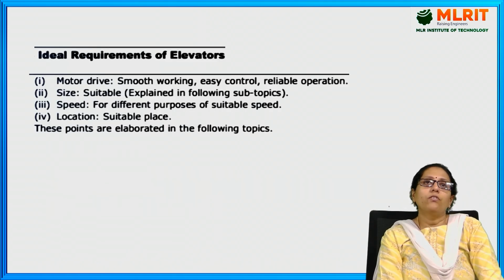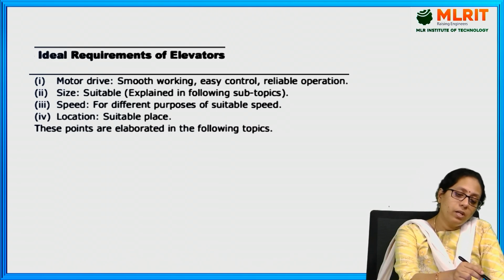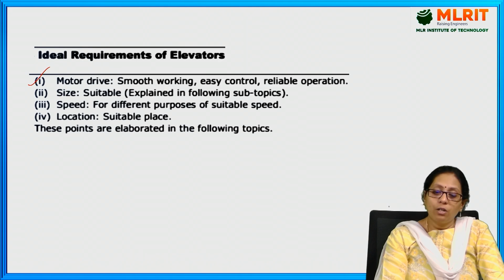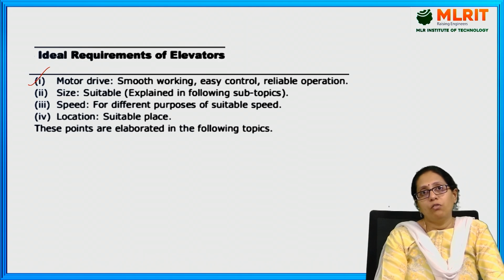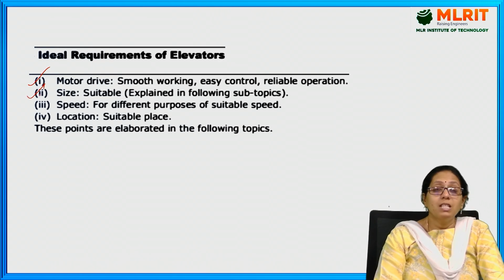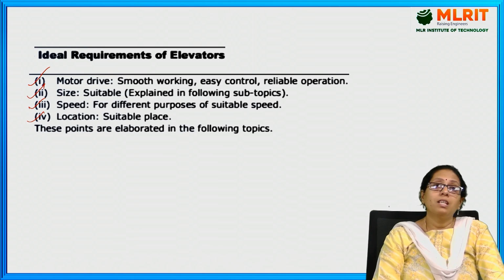The requirements of elevators. The different requirements are, first, the motor drive for smooth working of the elevator, which can be easily controlled by switching the motor on and off. Next is size, suitable for the space which is allotted to it, and next is speed. For different purposes the speed will vary. And the location, a suitable location for lifting the goods as well as the people.